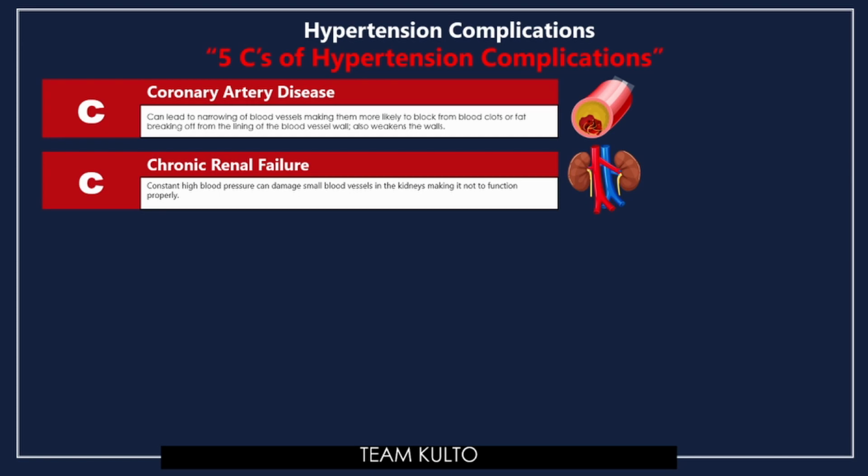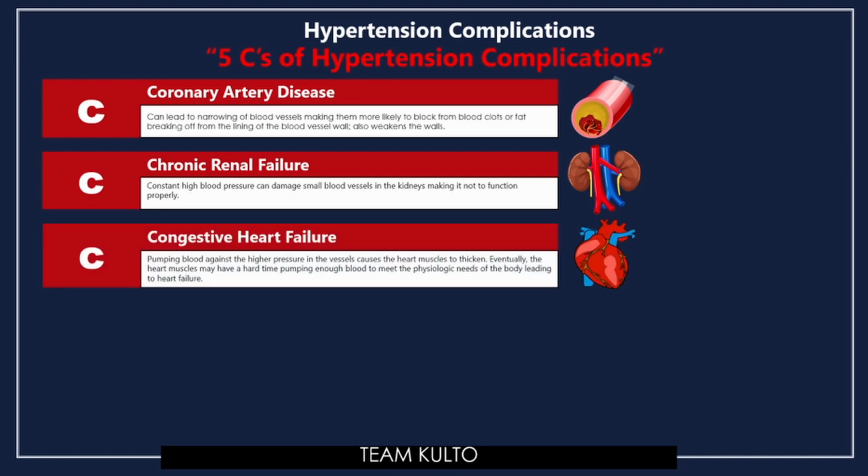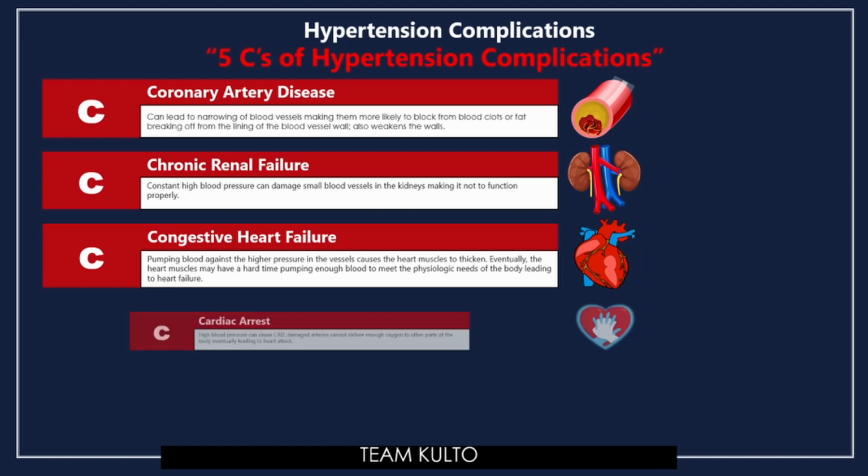Yes, kapag nagkakaroon nga po tayo ng increase or uncontrolled blood pressure over time, pwedeng maapektuhan yung maliliit na ugat natin sa ating kidneys. Kaya naman, as a result, this can lead to chronic renal failure. Ano pa? Congestive heart failure. Pumping blood against the higher pressure in the vessels causes the heart muscles to thicken. Eventually, the heart muscles may have a hard time pumping enough blood to meet the physiologic needs of the body, leading to heart failure.